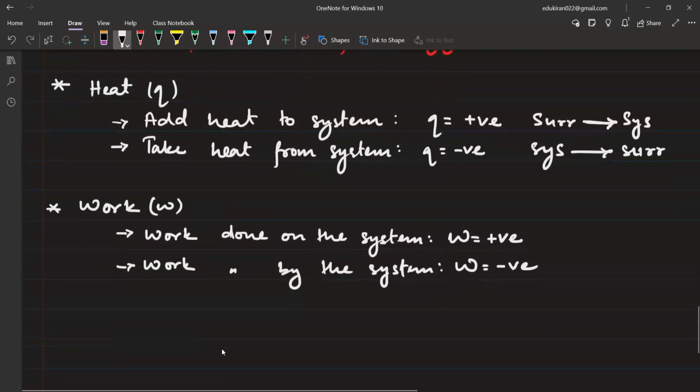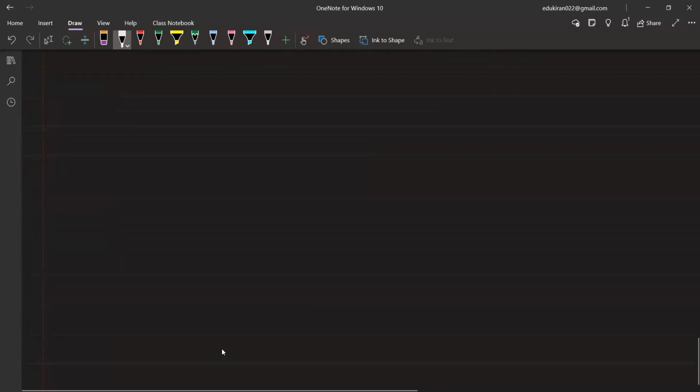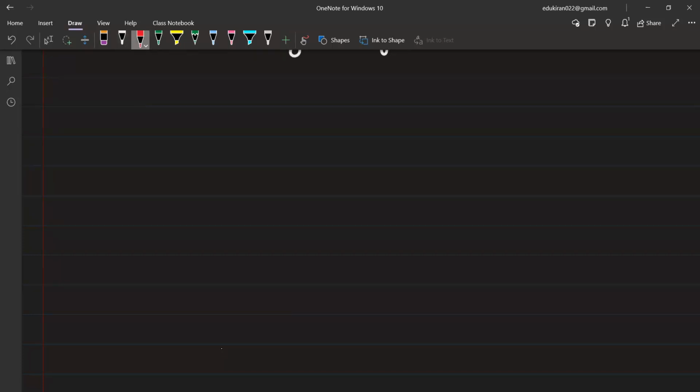Next, now we have understood that heat and work are the only modes of transfer of energy. That means energy of a system can change only if heat is added, or work is done by the system or on the system, right? If there is involvement of heat or work. So this is the basis of the first law of thermodynamics.